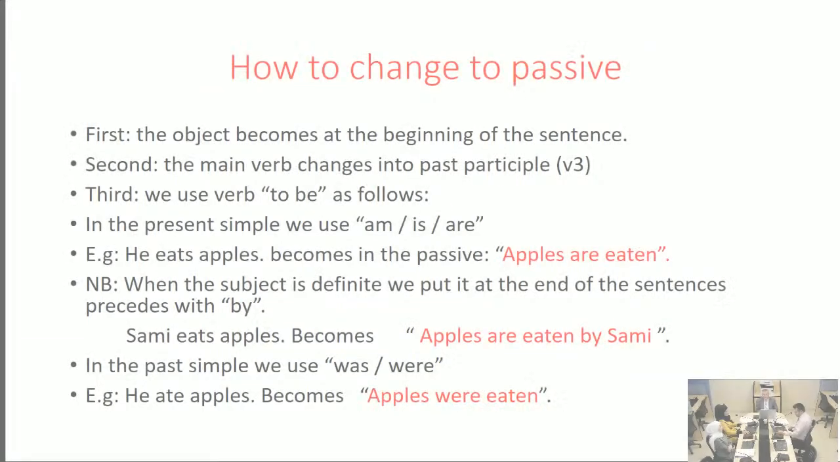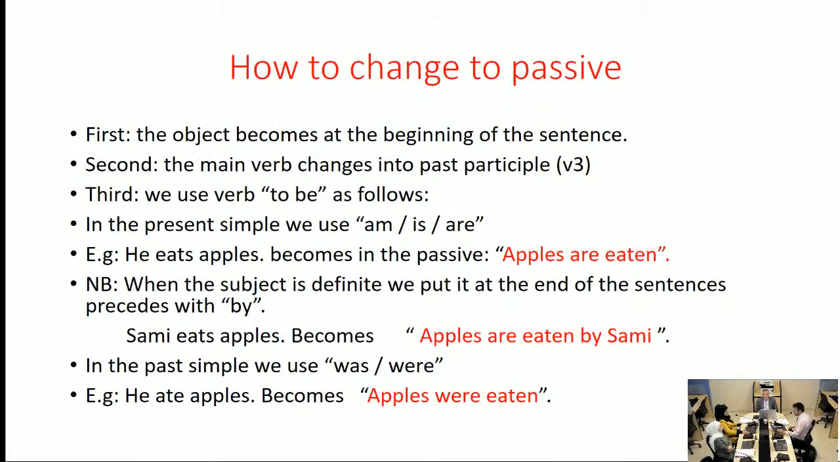Example, he eats apples, becomes in the passive, apples are eaten. If it is one apple, one apple is eaten by him. Nota bene: when the subject is definite, we put it at the end of the sentence, preceded with by.